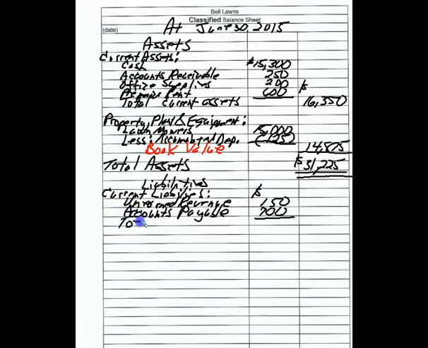So total current liabilities is $850. Again, it's as if we stop with total assets and we start anew, so a dollar sign at the top of each column. Next section, stockholders' equity. Stockholders' equity.